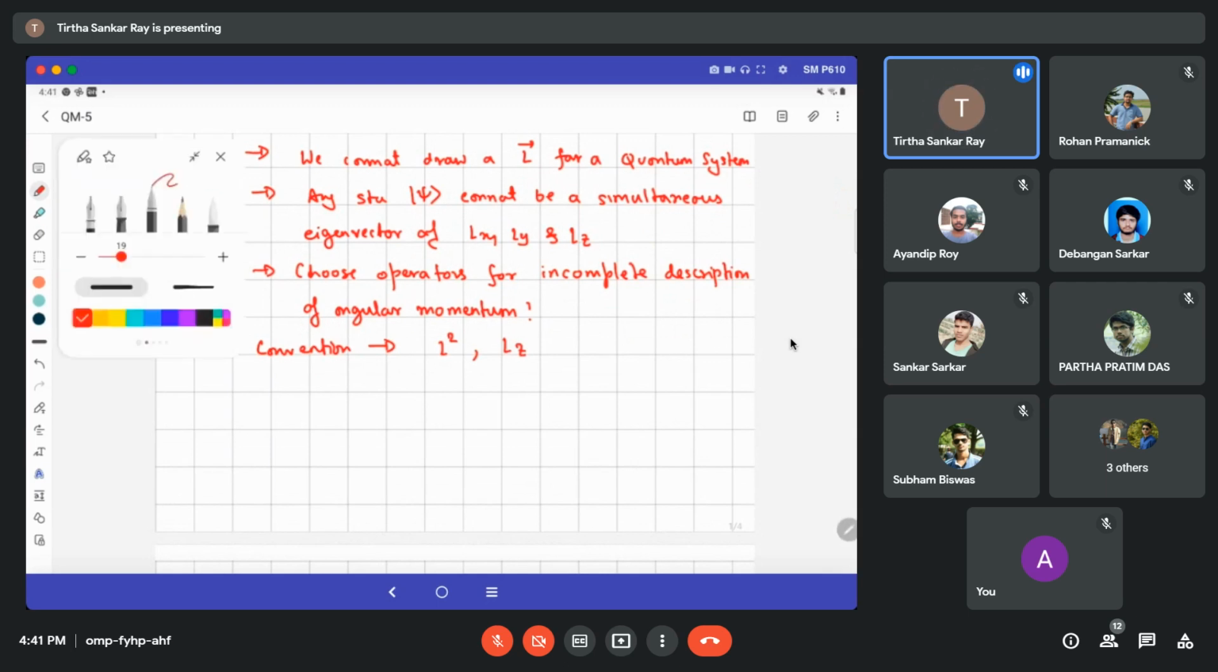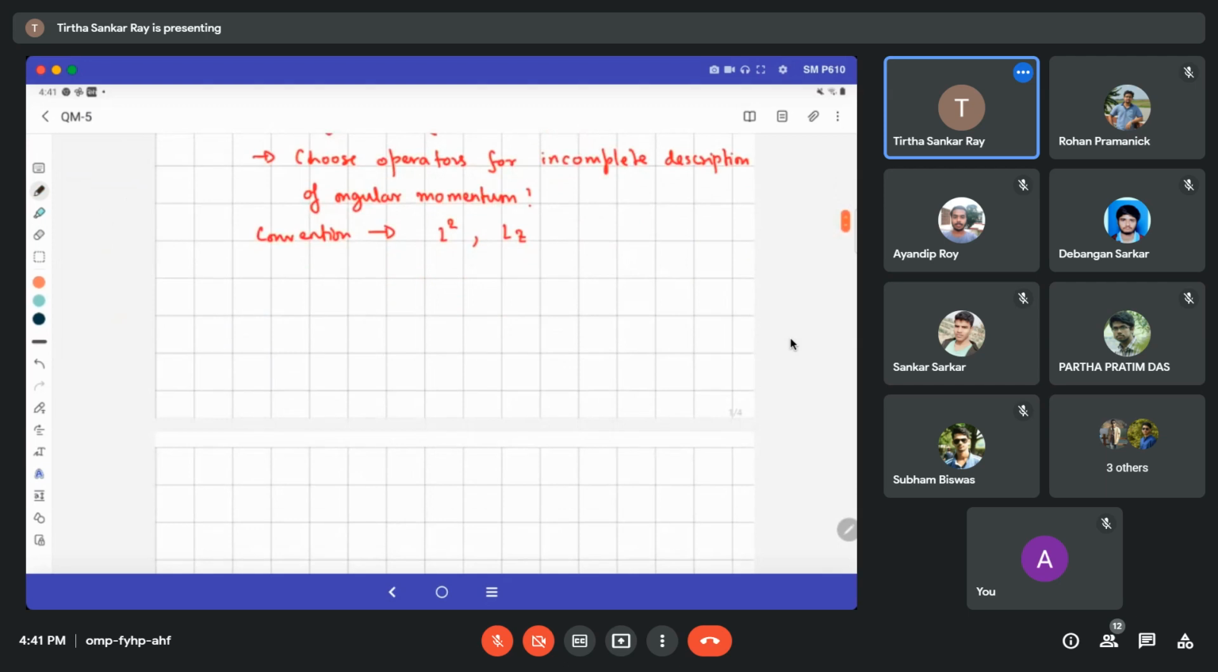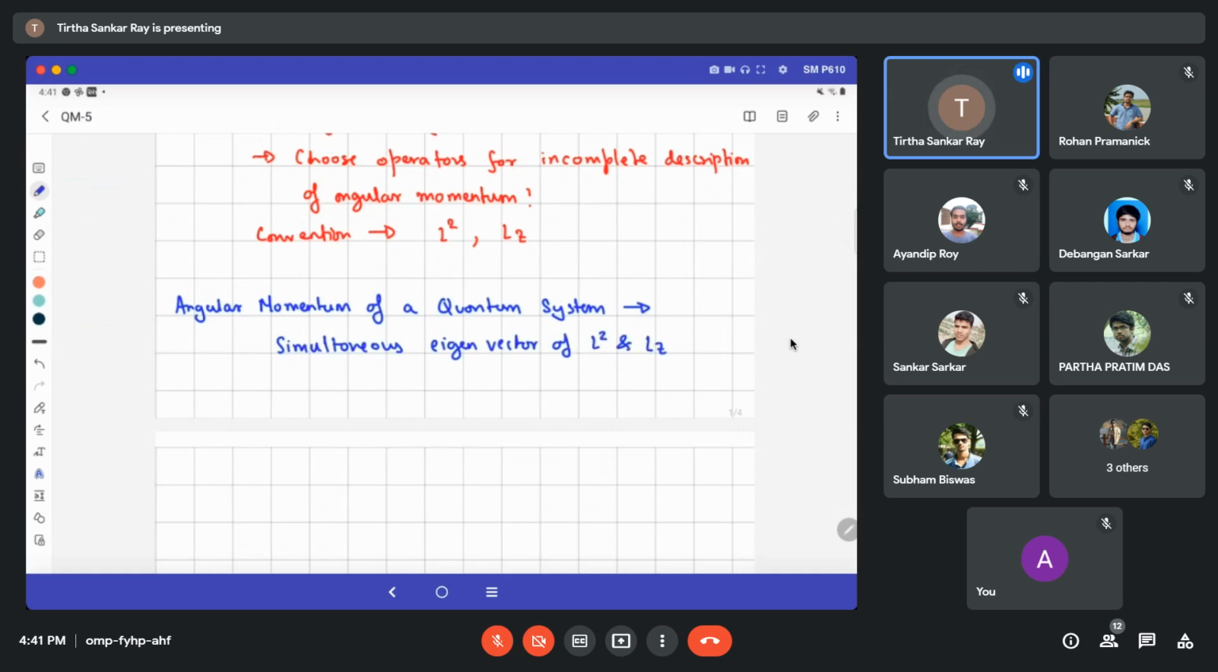Okay, so if you have the angular momentum of a quantum system, we want to know what can be known about it. And I said the maximum that you can do is that the quantum system at best can be a simultaneous eigenvector of L square and Lz. That is the maximum that can happen.